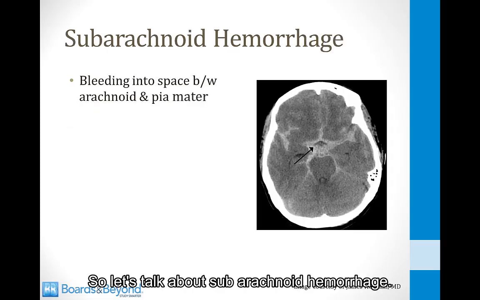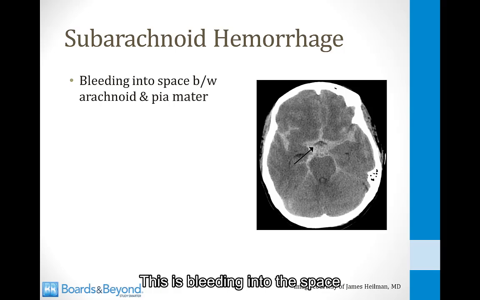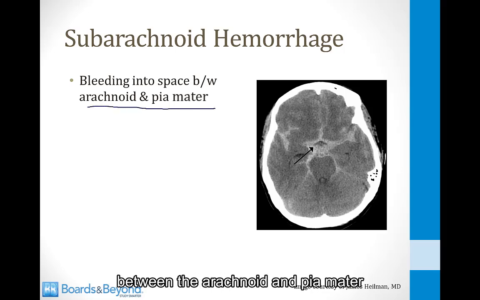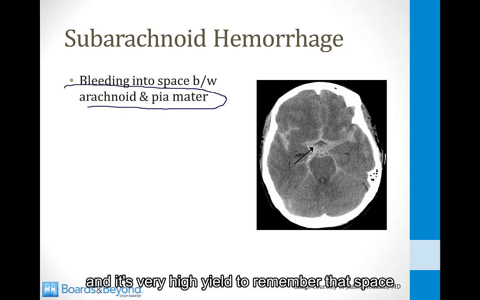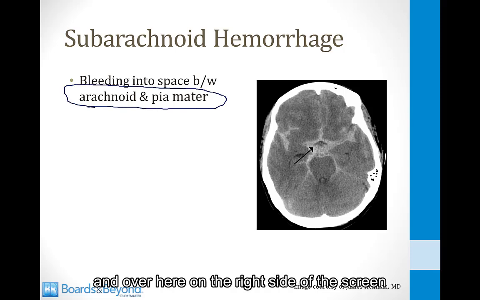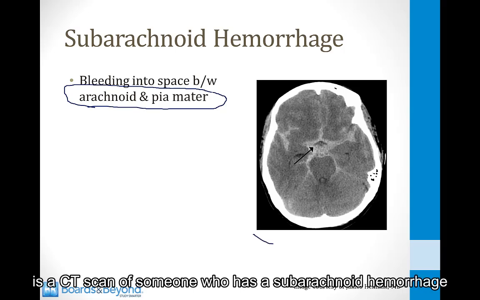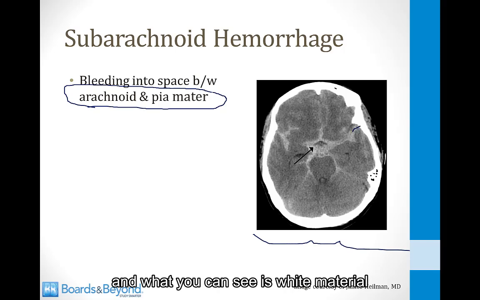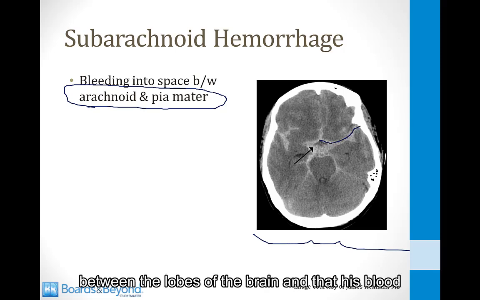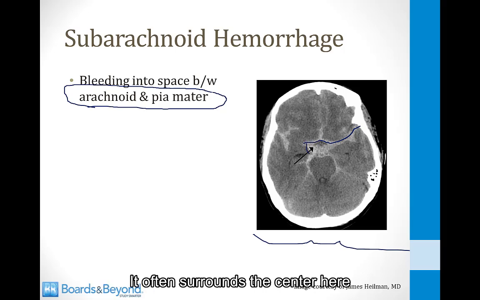So let's talk about subarachnoid hemorrhage. This is bleeding into the space between the arachnoid and pia mater, and it's very high yield to remember that space for your board exams. Over here on the right side of the screen is a CT scan of someone who has a subarachnoid hemorrhage. What you can see is white material between the lobes of the brain, and that is blood. It tracks along the lobes of the brain. It often surrounds the center here and tracks down to the bottom.